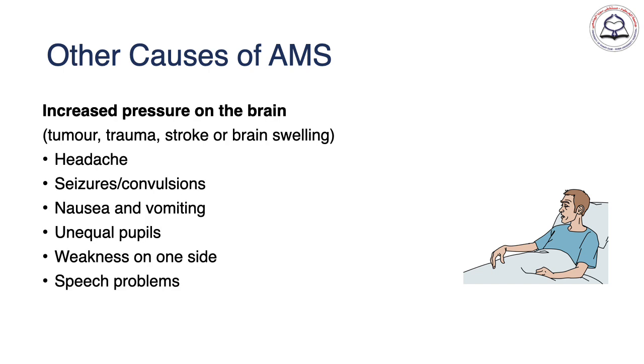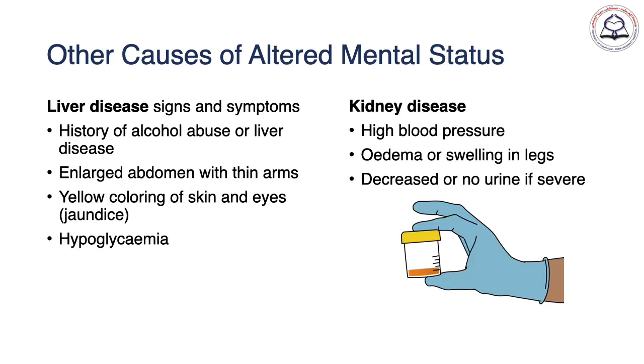Increasing intracranial pressure can present with altered mental status, as in a patient with tumor, trauma, stroke, or brain swelling. They present with headache, convulsion, nausea, vomiting, unequal pupils, weakness on one side, and speech problems. Other causes of altered mental status: liver disease and kidney disease.